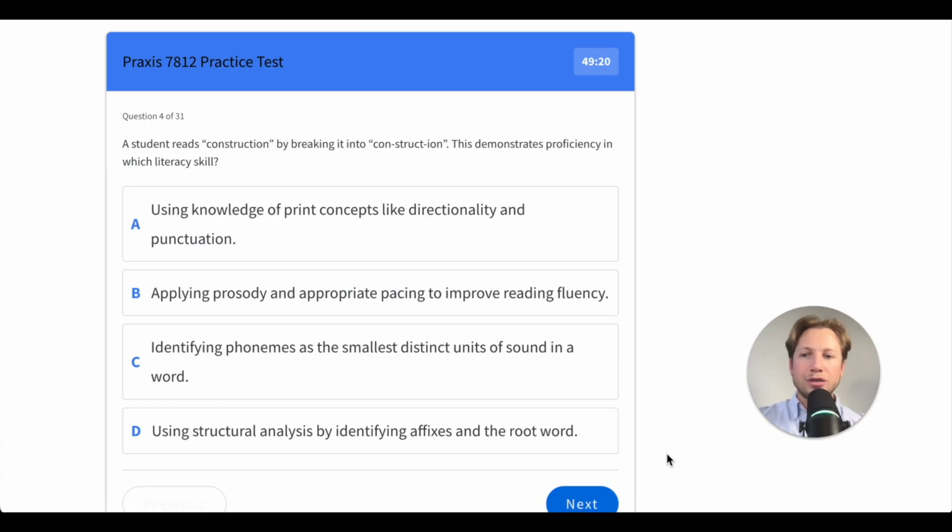And let's go on to question number four. All right, so here we have a student reads construction by breaking it into construction. This demonstrates proficiency in which literacy skill? I'm reading the answer options right alongside you. Take a moment here and pick the best one, and then we'll talk about it.